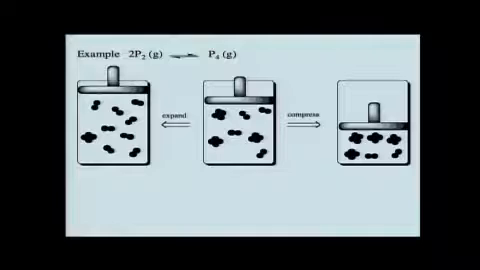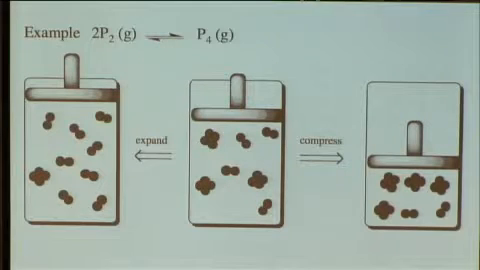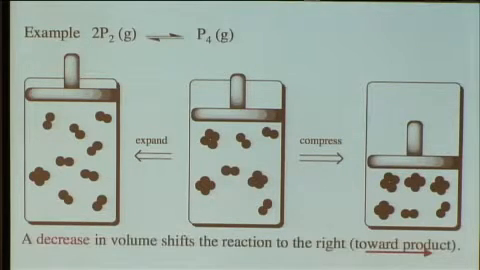So we have an example of a reaction where we have 2 moles of P2 gas going to 1 mole of P4 gas. And I have a little cartoon here to show this. So we have our P4 gas up here and our P2 gas. All right, so what's going to happen if we change the volume of this system? So if we decrease the volume of the system, then the reaction should shift toward product. So let's think about that.